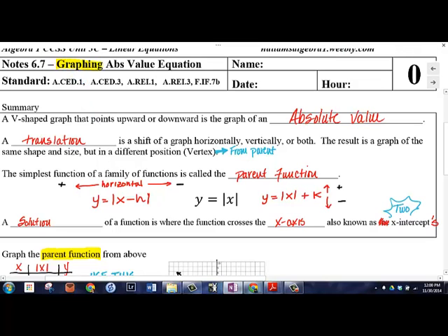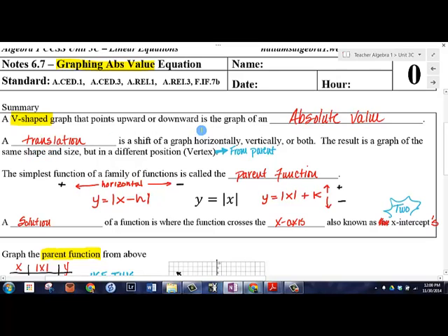Again, we're going to talk about graphing of absolute value equations here. So let's get a couple basic definitions in here. First, a V-shaped graph that points upward or downward is called an absolute value. Again, key concept is V-shaped. So if we see a V-shape, we pretty much know that they're absolute value for our sessions here.